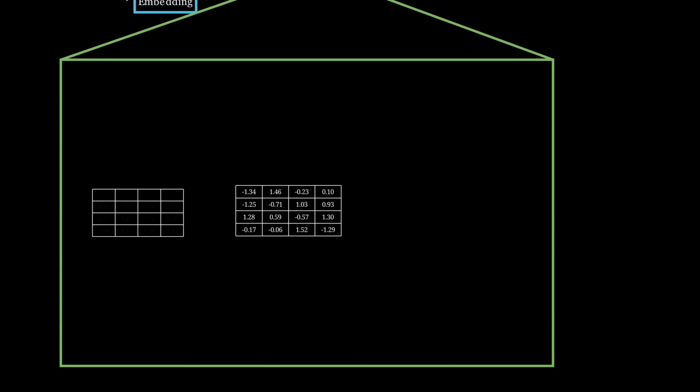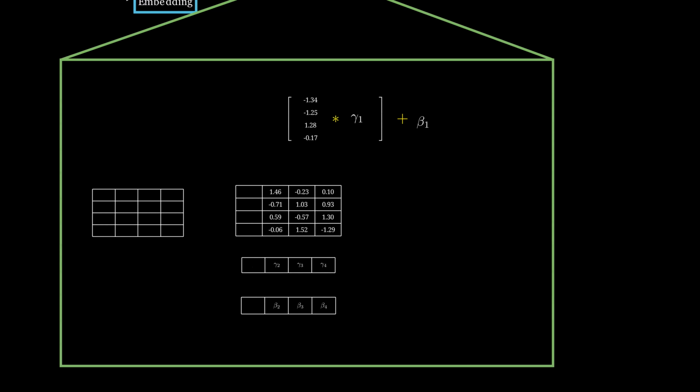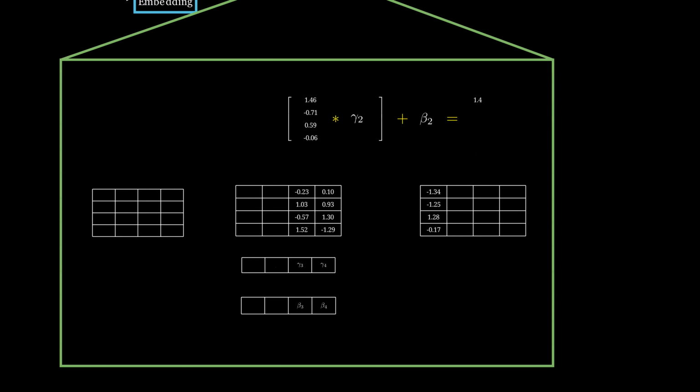Then for each column, we have 2 learned parameters, gamma and beta. We multiply by gamma and add beta. So layer norm keeps each token's vector nicely normalized, but still lets the model learn the best scale and offset via gamma and beta.